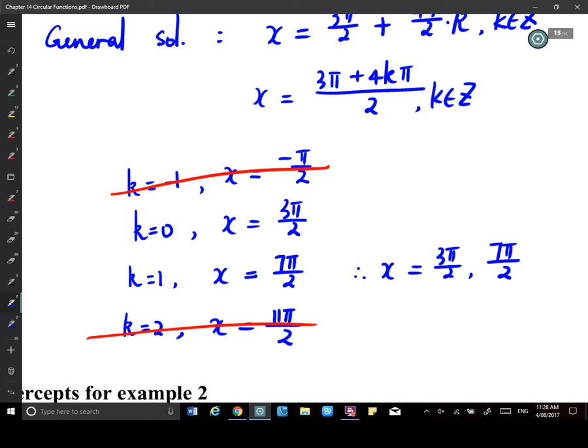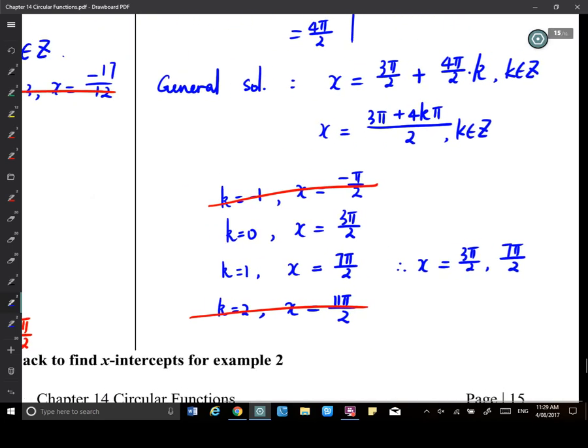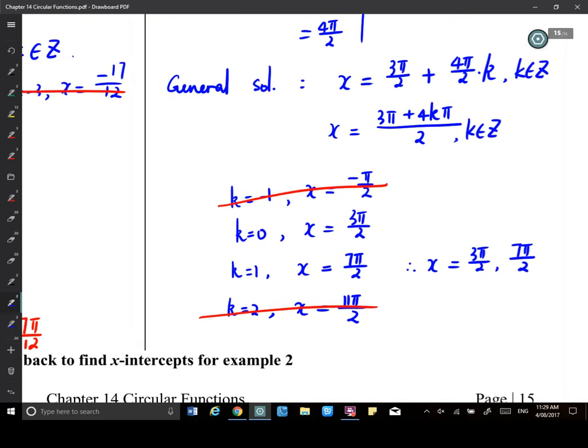Any questions about this? Okay, so that's how we solve for tangent. So far what we have learned is like a few things. One is solving for sine, cosine, tangent. One is graphing sine, cosine, and tangent. Another is finding exact values, using formulas to give exact values.